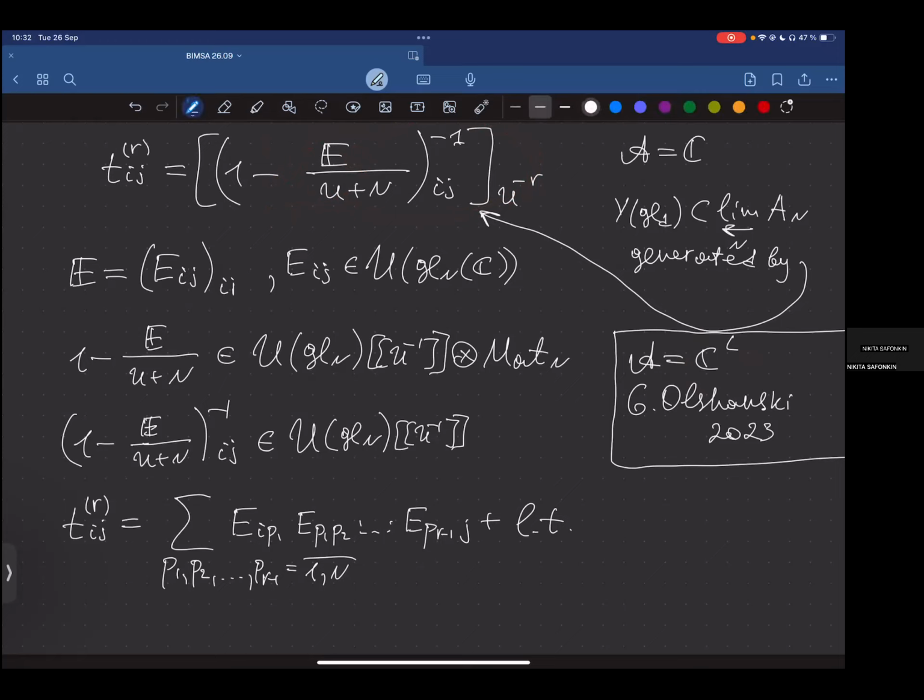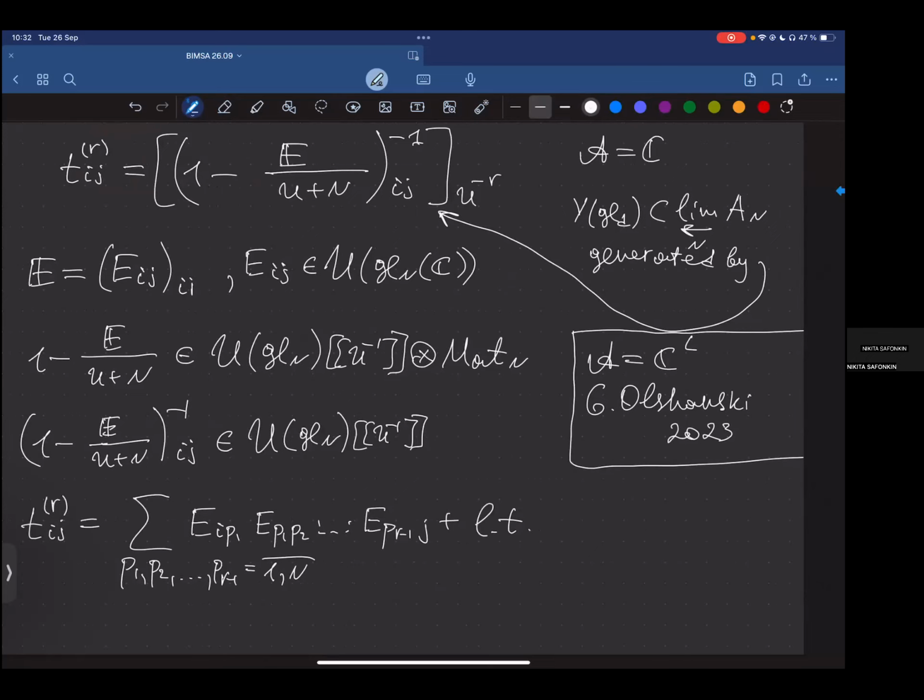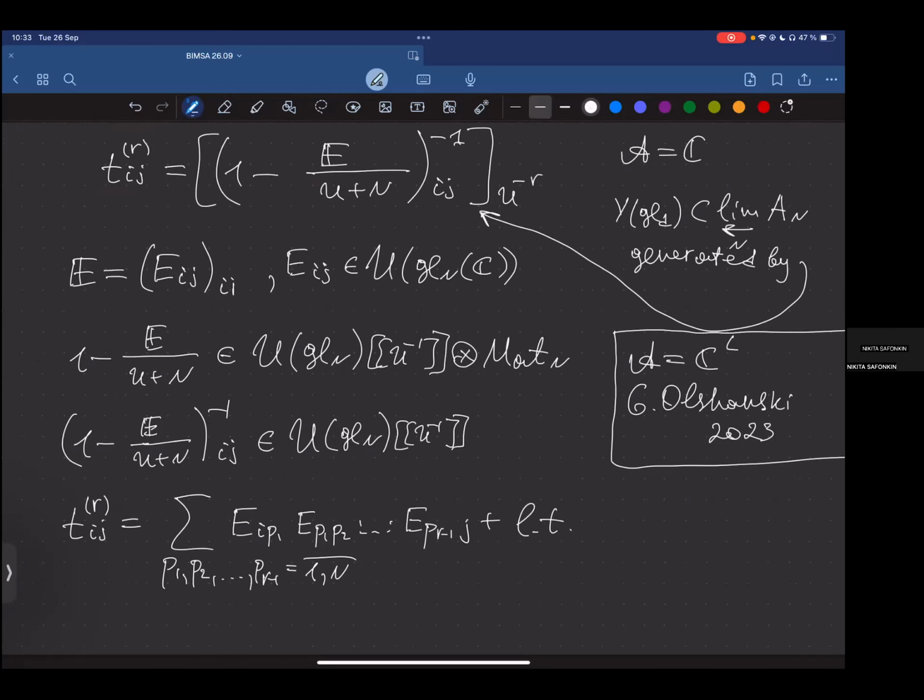All right, now I would like to say some words. I will not give an explicit definition of the analogs of these elements Tij for the general case when curly A is arbitrary. But I will write down the top degree term.